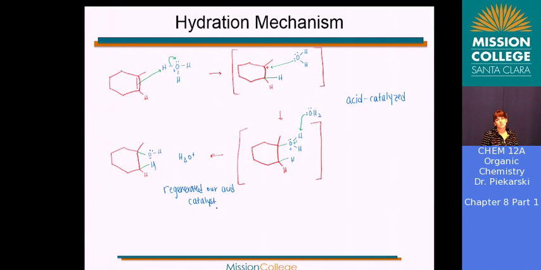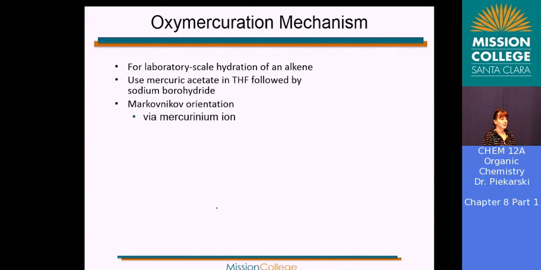Now, like I said, this is more industry, and it's at really high temperatures. It's just not really fun to work with. So we have an alternative for smaller scale in the laboratory, and that's called oxymercuration. It's the laboratory scale hydration of an alkene. We use mercury acetate and THF followed by sodium borohydride as our reagents, and it does give us Markovnikov orientation regiochemistry, and it goes through something called the mercurinium ion. Very similar to the bromonium ion.